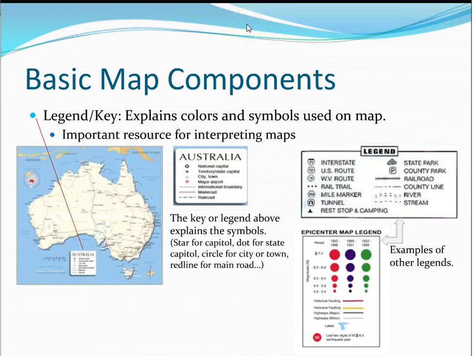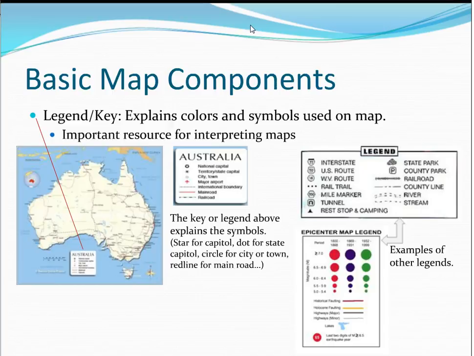Let's look at some other map components. All maps feature a legend or key. The words are interchangeable. And basically, the legend or key explains colors and symbols used on the map. Maps cannot make room for too much wordiness, basically. So that's why it's important for you to have a key to interpret symbols.